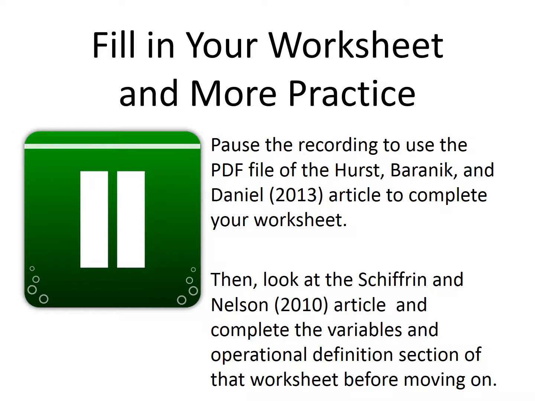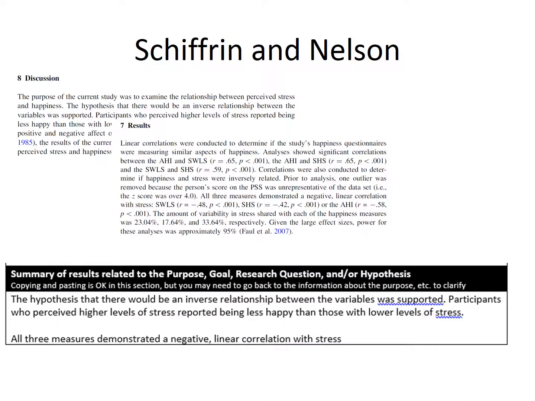Then look at Schiffrin and Nelson. It's a quantitative article, so you can use the strategies we learned about for Burton and King for that worksheet. Schiffrin and Nelson is pretty straightforward. The discussion even starts by reminding us of the purpose. The results are also pretty short.